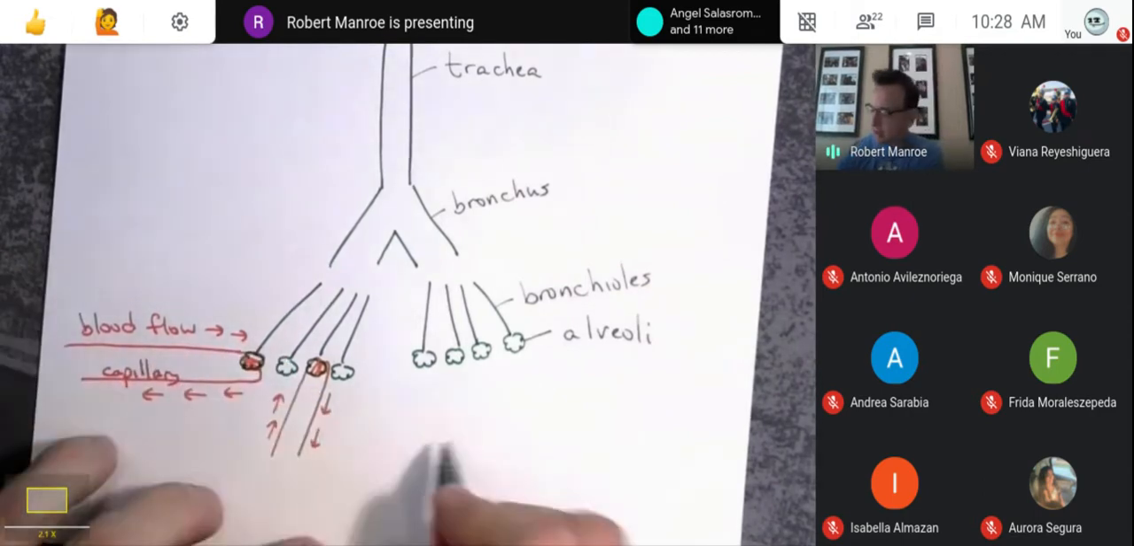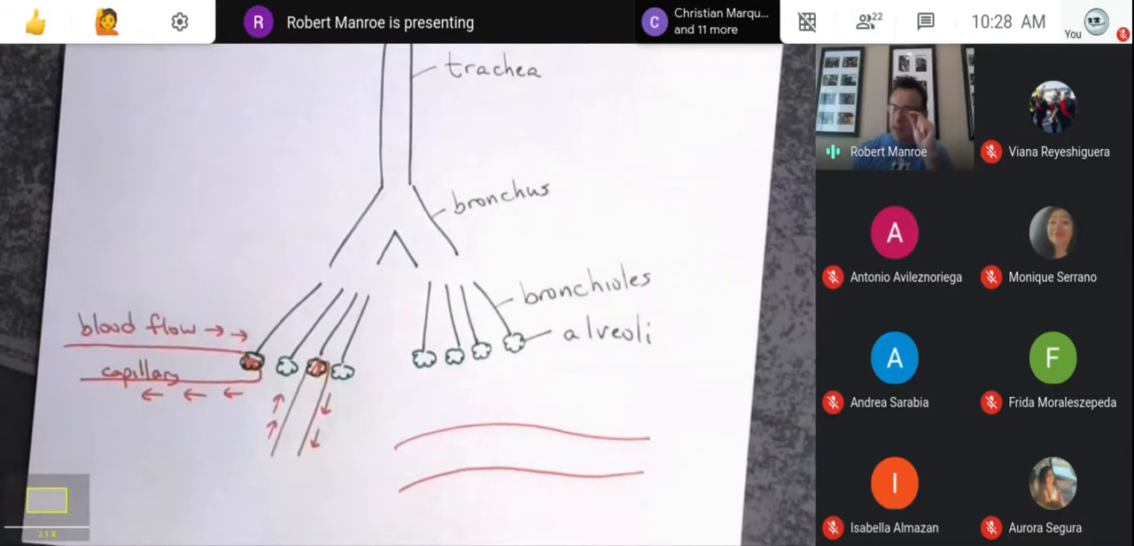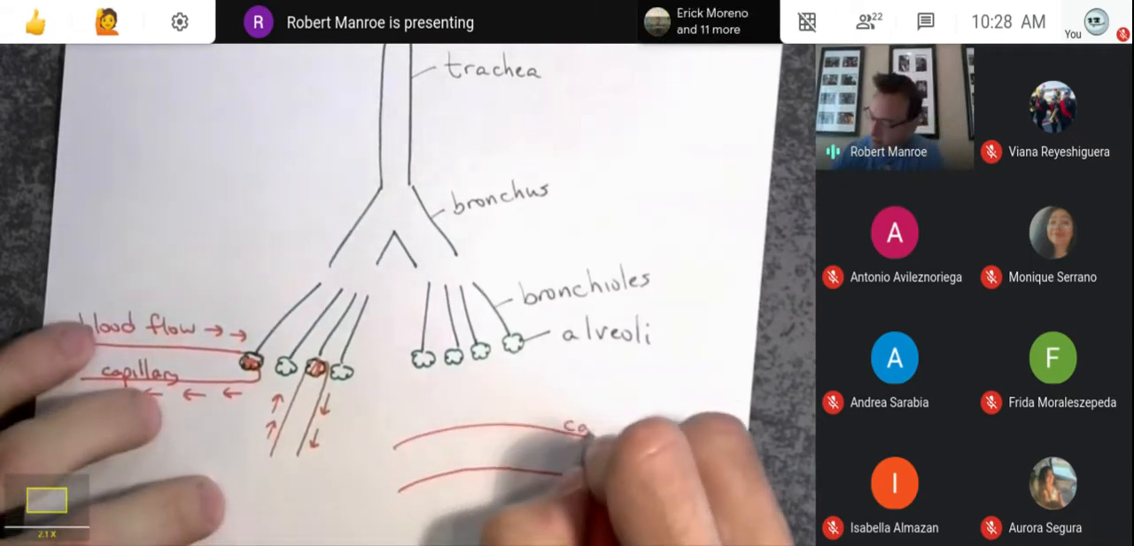Okay, so when you talk about these capillaries, these are capillaries here. And don't forget that a capillary is one of those really, really thin blood vessels, right? That's right. So you can go into the bathroom, look in the mirror, and you see a little red line. That's a capillary.